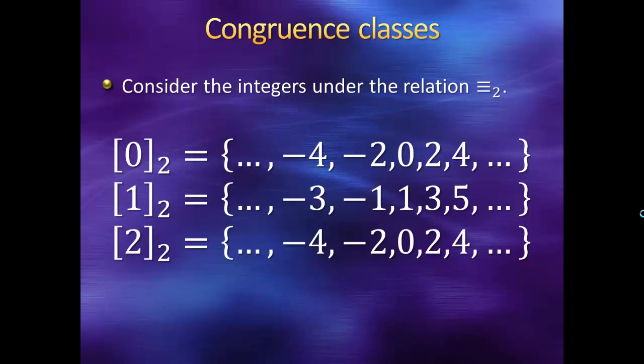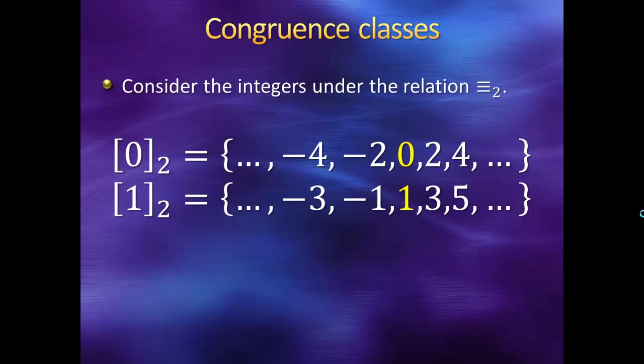Well, 2 gives a remainder of 0 when divided by 2, so it's also the even numbers. In other words, there's an infinite number of ways to represent any given congruence class, since each congruence class contains an infinite number of elements. That being said, we could say that the simplest member of each congruence class to deal with is its smallest non-negative member.